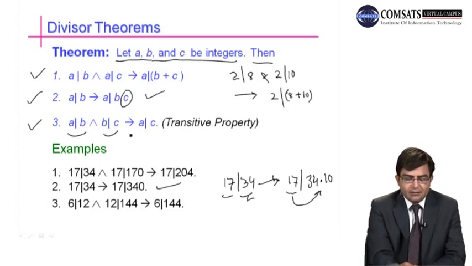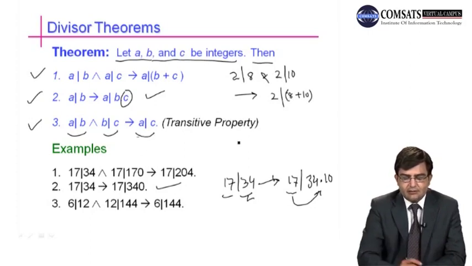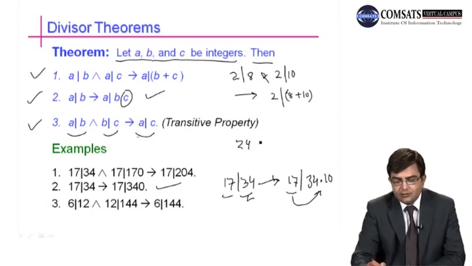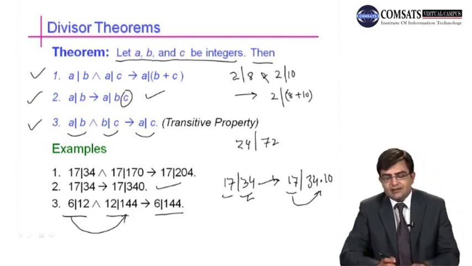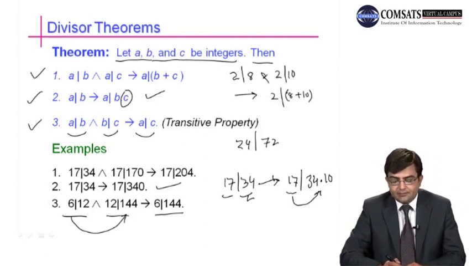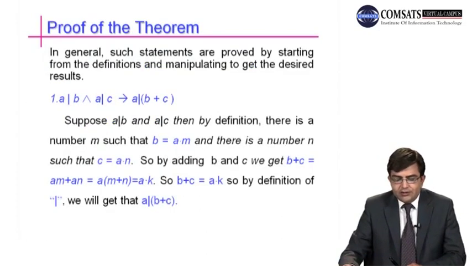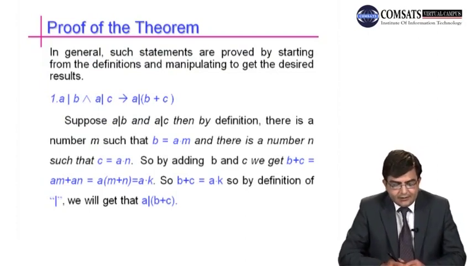If A divides B and B divides C, this implies A divides C. For example, if we take a simple example, if 6 divides 12 and 12 divides 144, then 6 divides 144. So this is basically called the transitive property of division. We shall prove these statements.